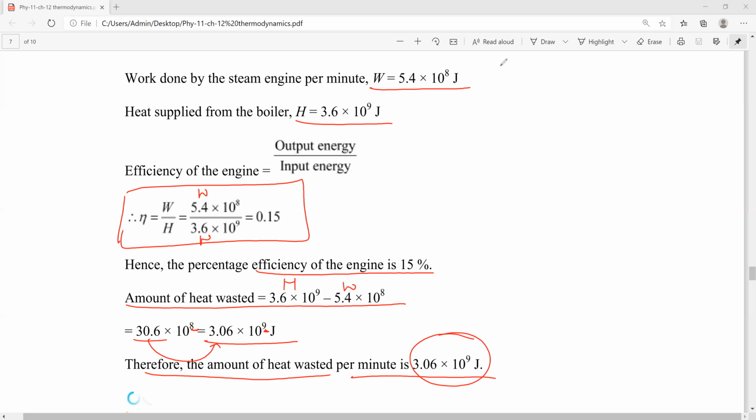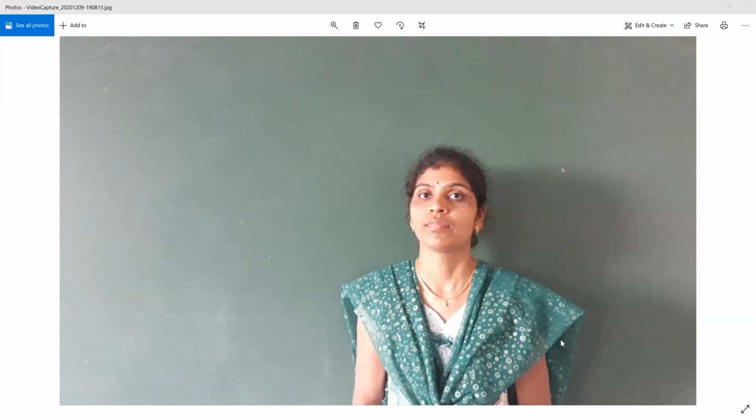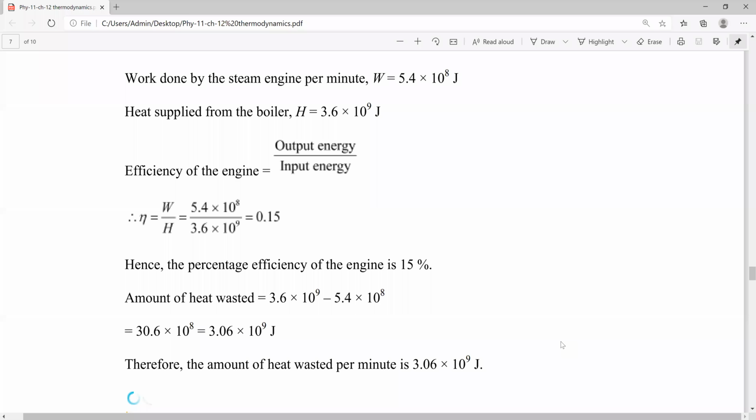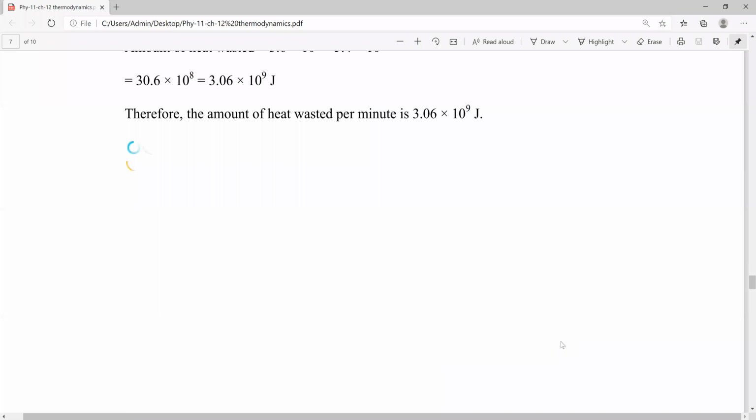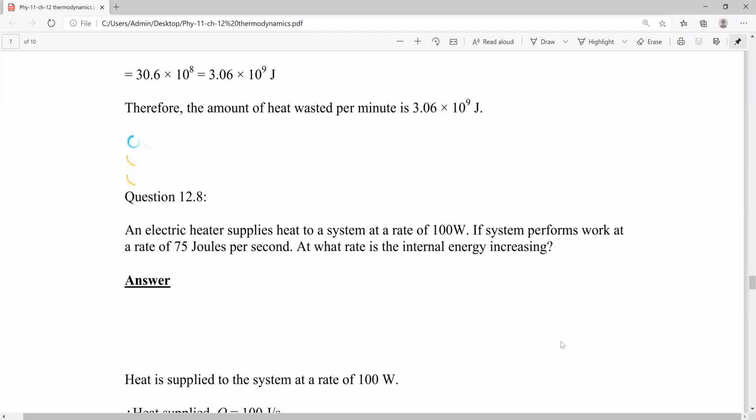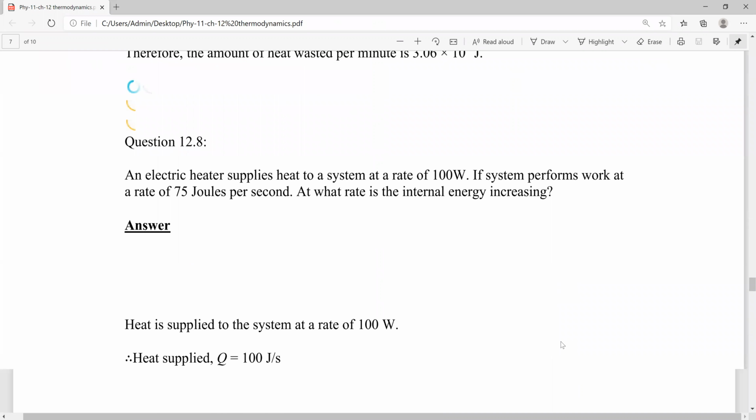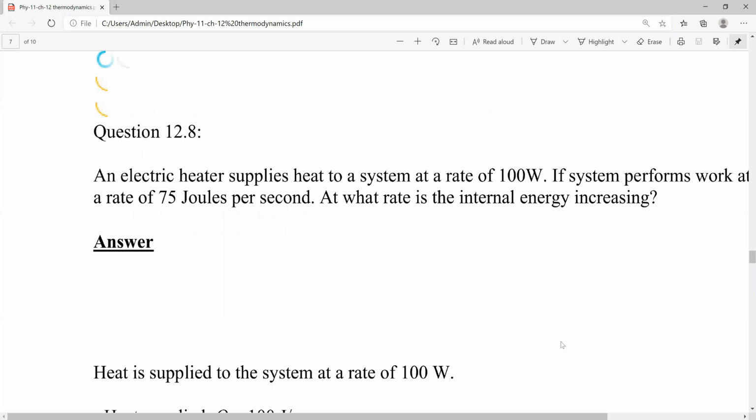So this is W divided by H. Got this one? Okay, next we shall move to the next one. That is 12.8. So they ask the question like this.